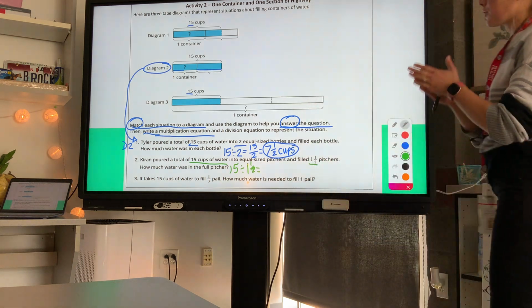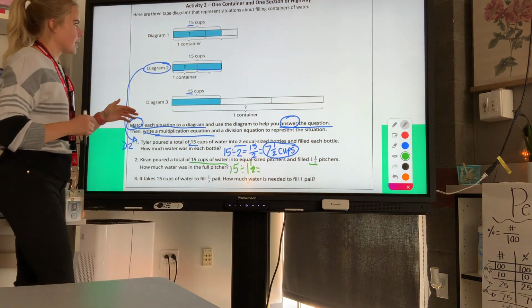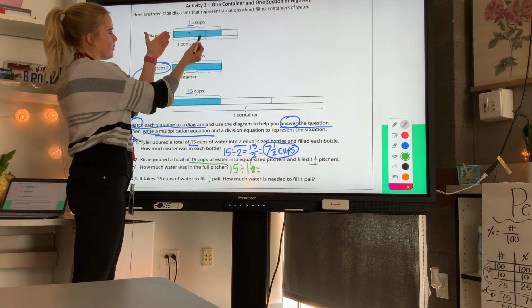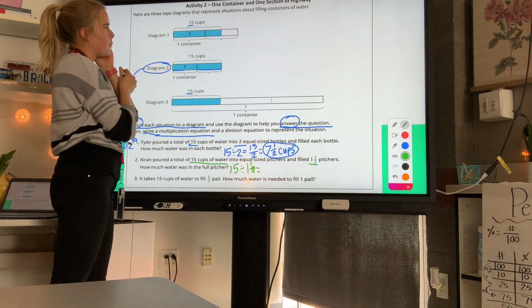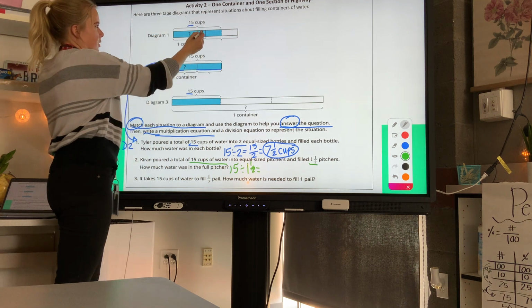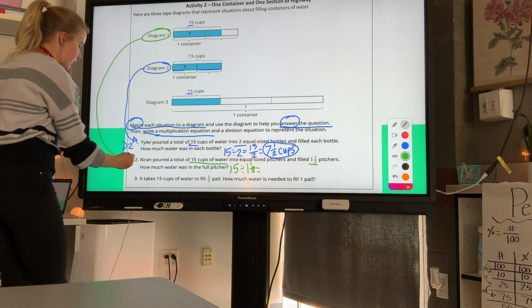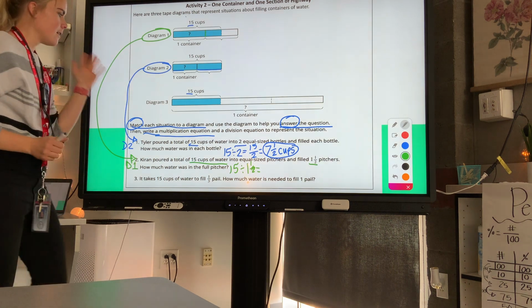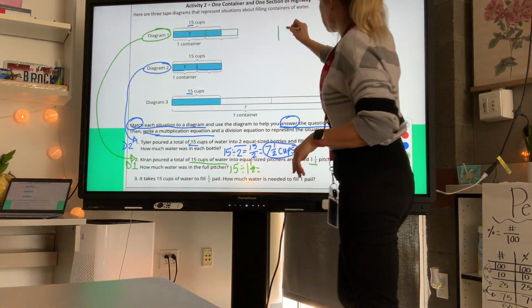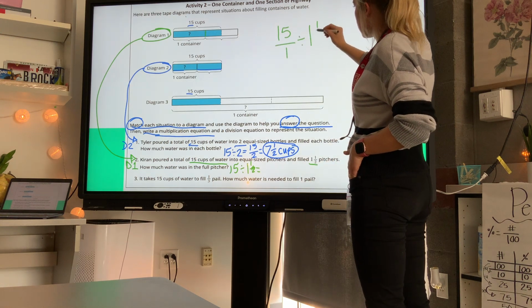So we're looking for when it's 1 1/2. We have 15 and we're splitting it into 1 1/2. And I notice right here, here's 1 full and a half. It's 15 split into 1 1/2. And this is showing us what is 1 container. So it looks like diagram 1 matches with number 2. So I'm going to say diagram 1. Now I'm going to solve it. So 15 over 1 divided by 1 1/2.